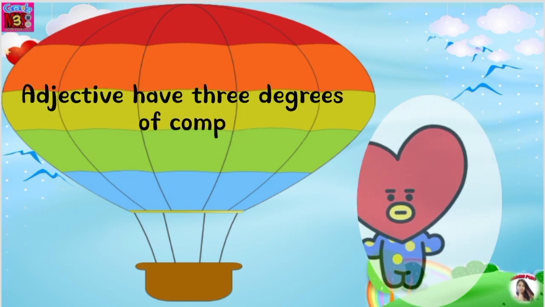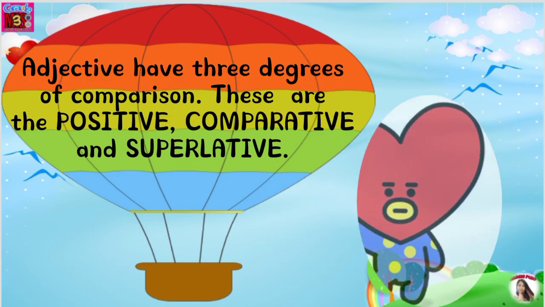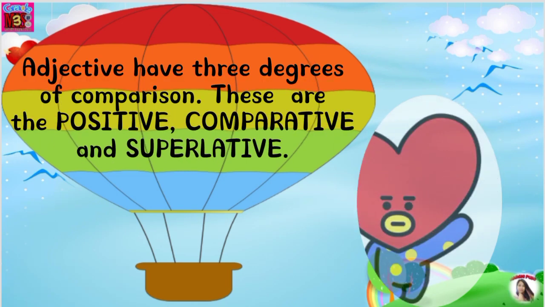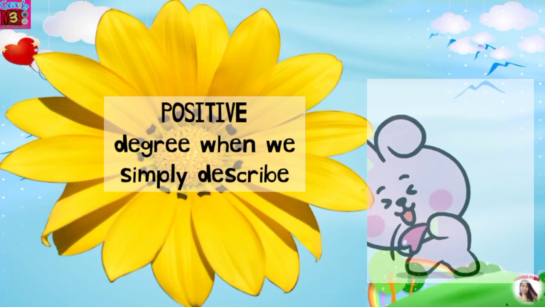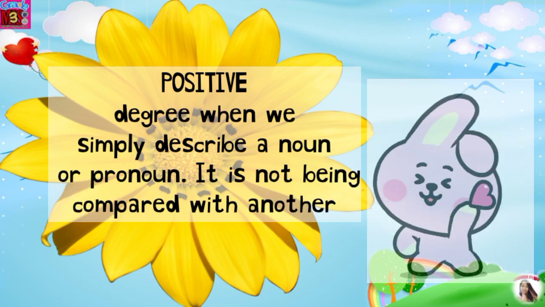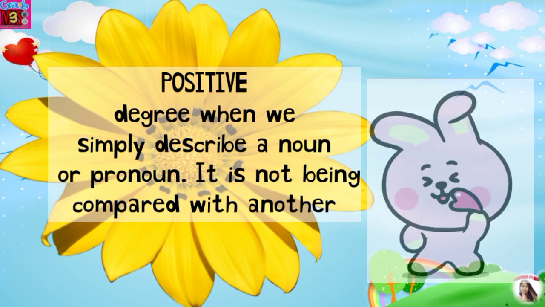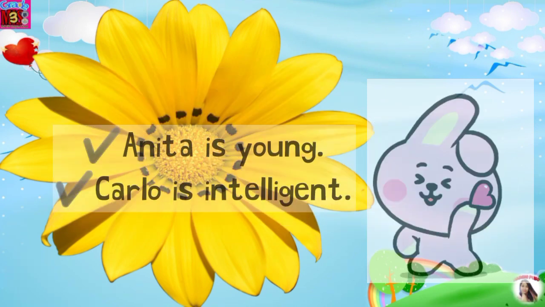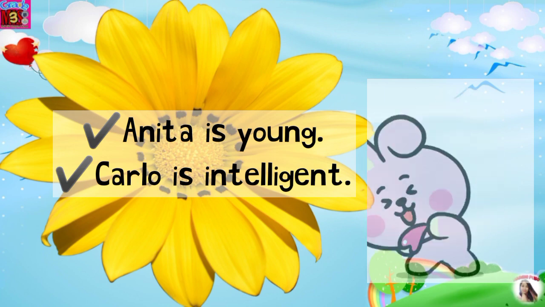Adjectives have 3 degrees of comparison. These are the positive, comparative, and superlative degree. The positive degree is used when we are simply describing a person or a thing. It talks about only one thing and it is not being compared with another. Example, Anita is young. Carlo is intelligent.